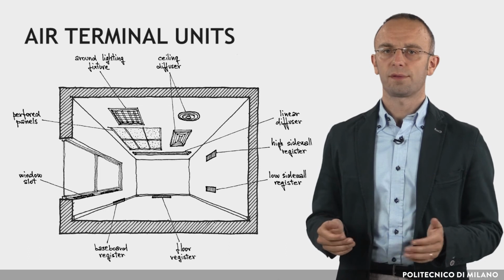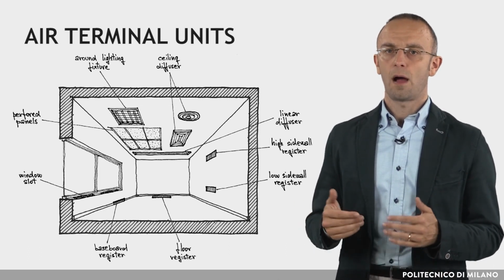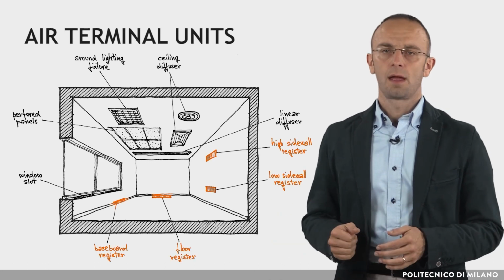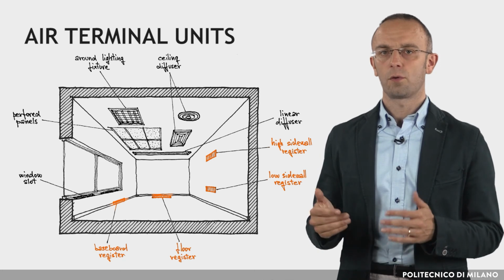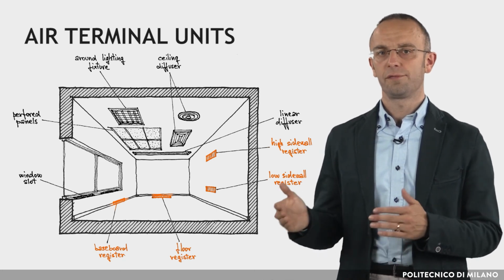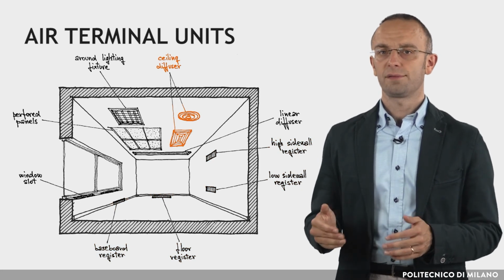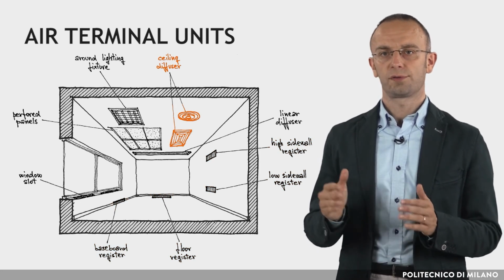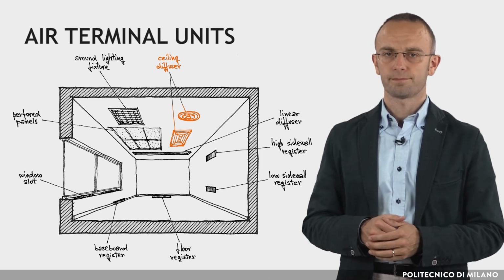The most common are grills, which are openings with several slits in a wall or metal sheet. Registers, which are grills with a damper that allows controlling, directing or diffusing the amount of air, and diffusers, which are devices designed to introduce supply air into a space with a good mixing with the room air.